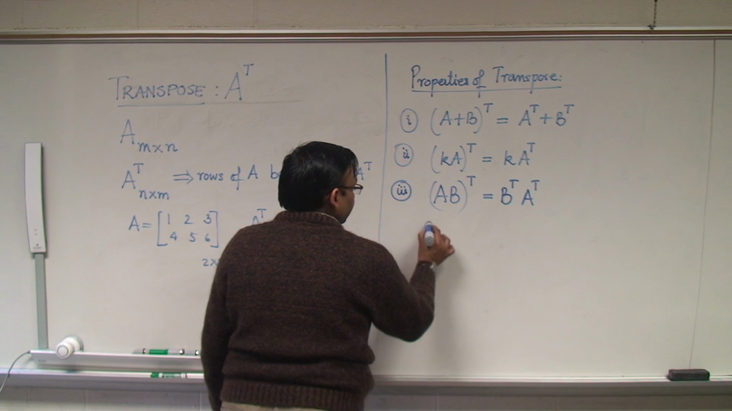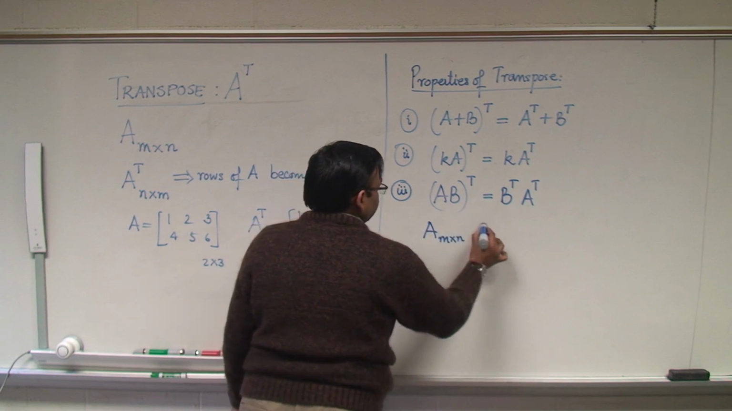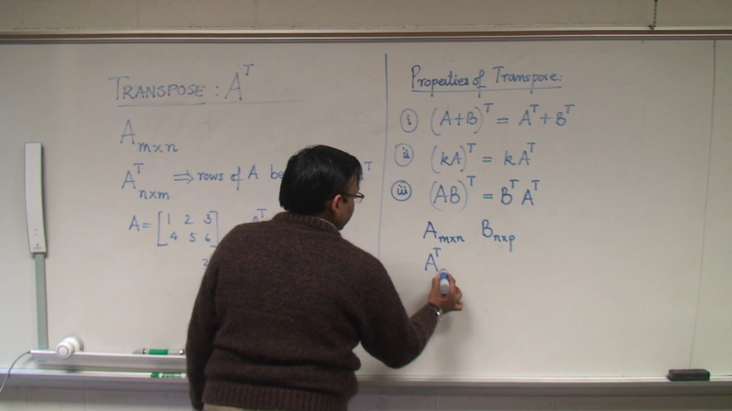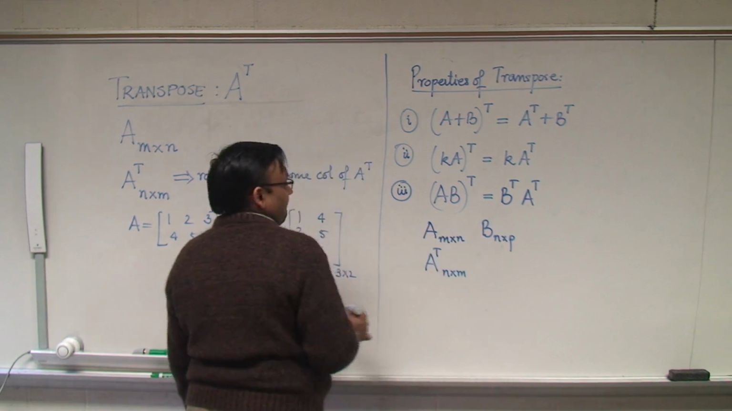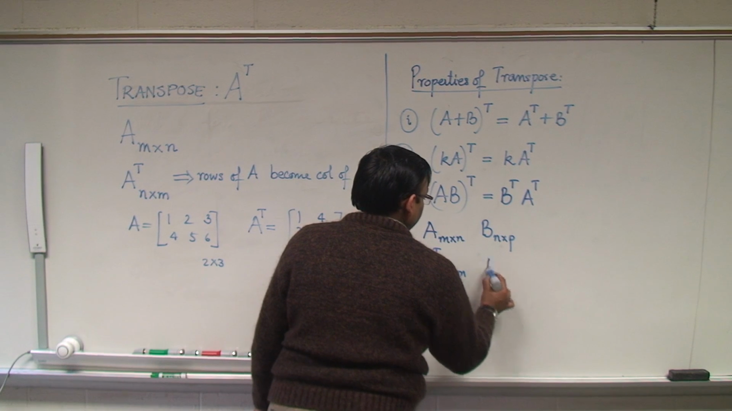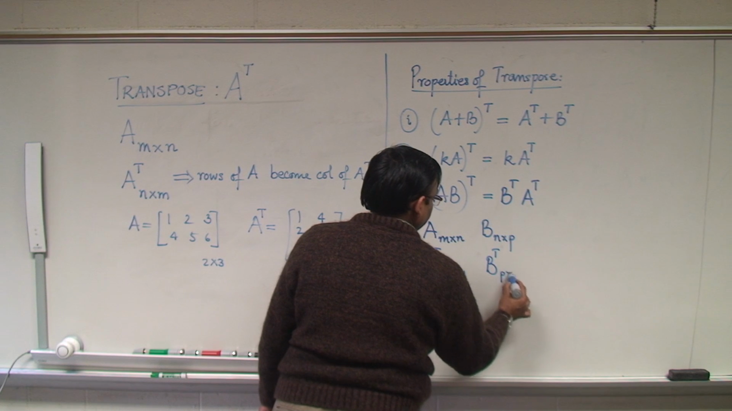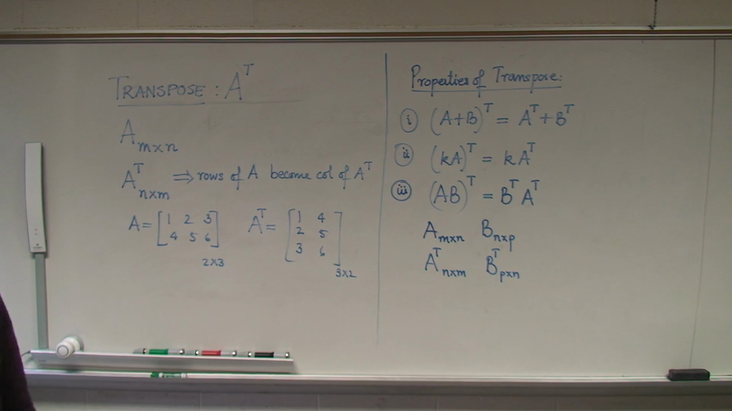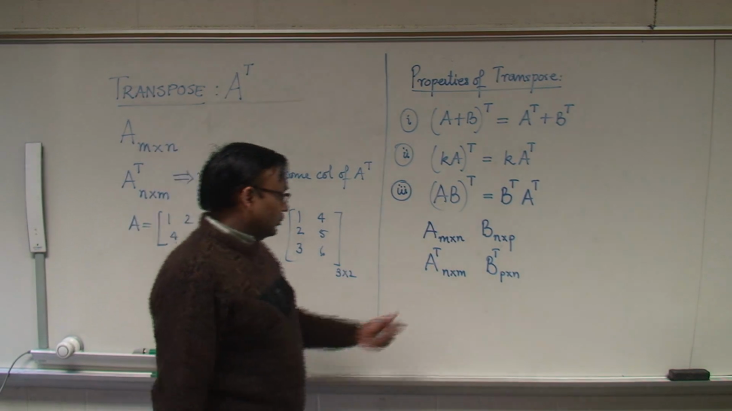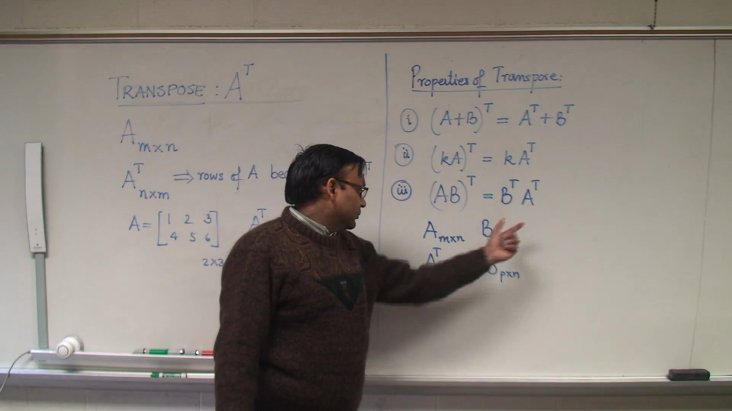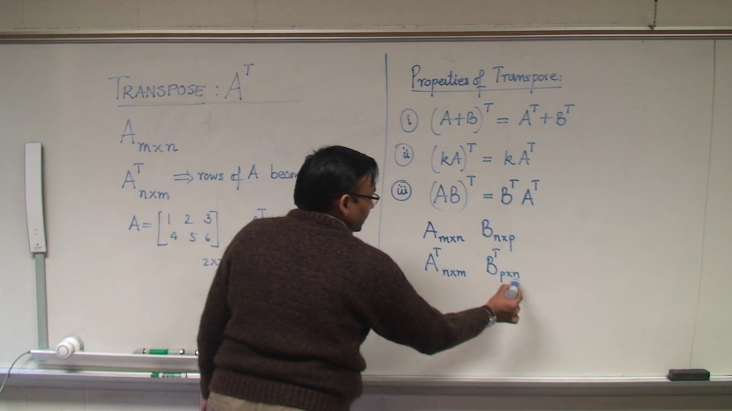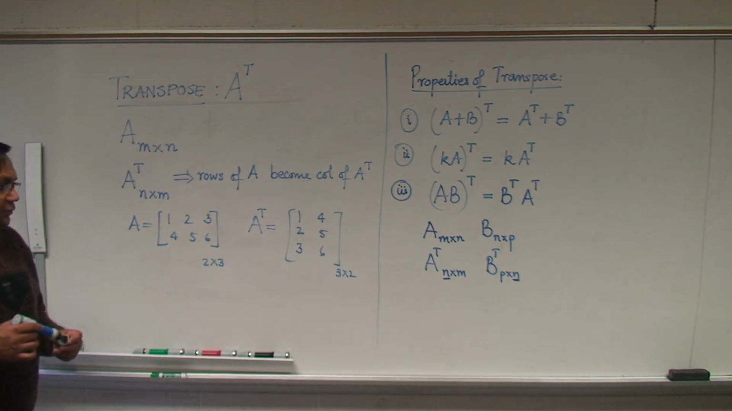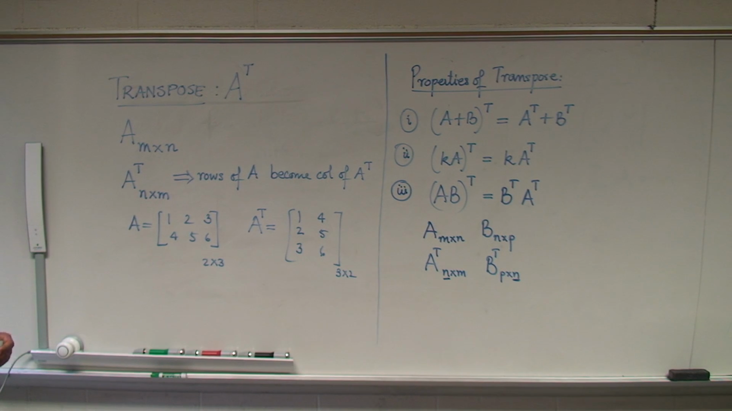So for example, if A was an m by n matrix and B was an n by p matrix, then A transpose must be an n by m matrix, and B transpose must be a p by n matrix. So you can pretty much guess from the sizes of A transpose and B transpose that the only multiplication that could possibly be defined in a general scenario would be B transpose times A transpose, because then only these two will match. So in some sense, it's an intuitive way to guess the validity of the formula.